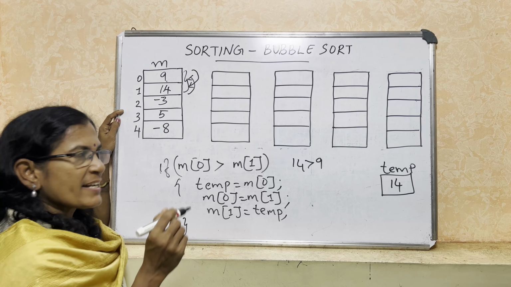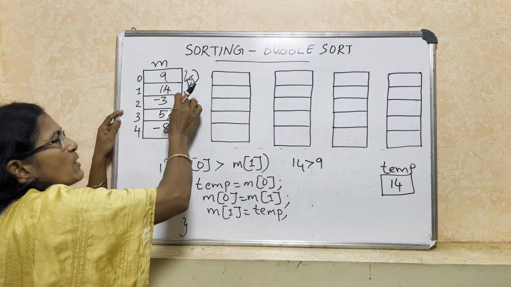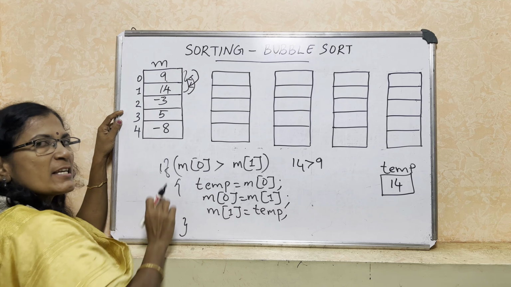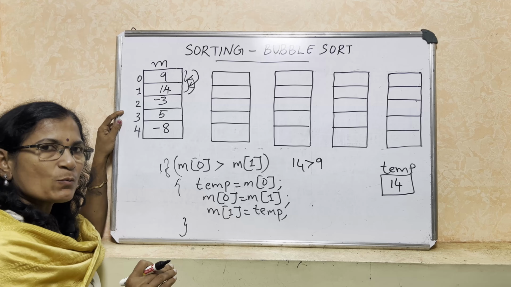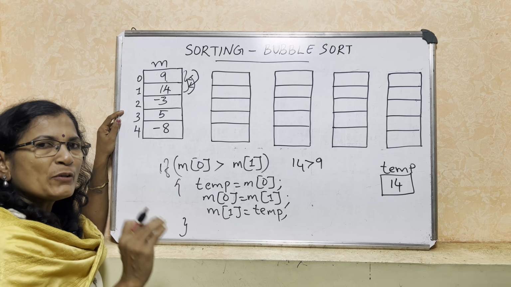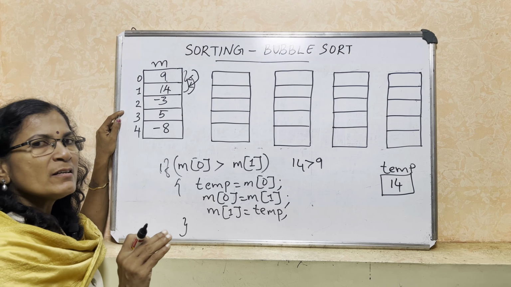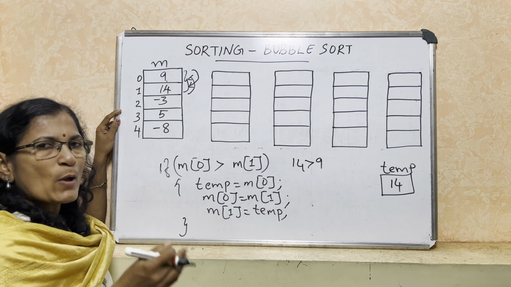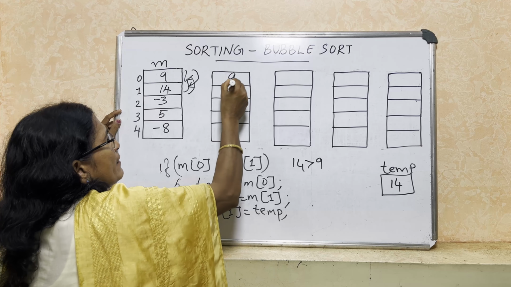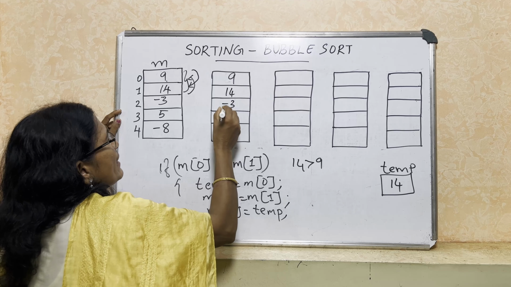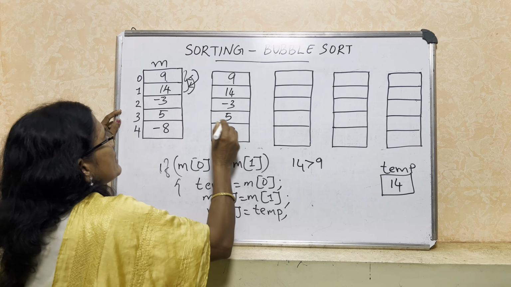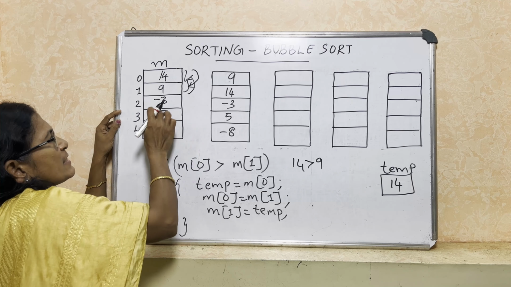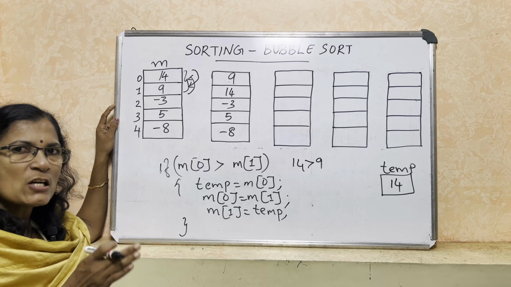Now, you have accessed the element at index number 0 and 1 and you checked whether the element at index number 0 is greater than the element at index number 1. As we found that 14 is greater than 9, we have interchanged the values. The resultant array after the comparison and swapping operation will be 9, 14, -3, 5 and -8. The original array is 14, 9, -3, 5 and -8. Your array is not sorted.